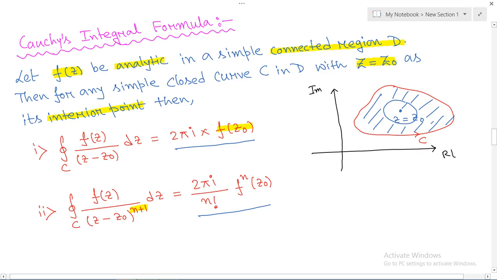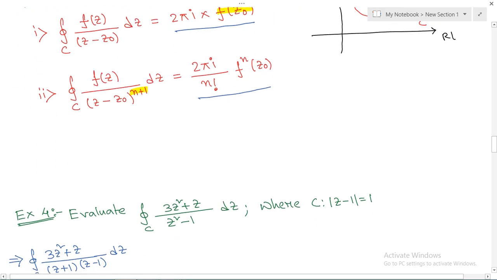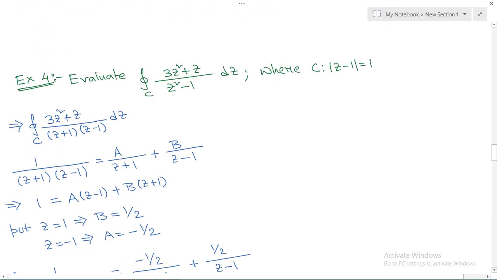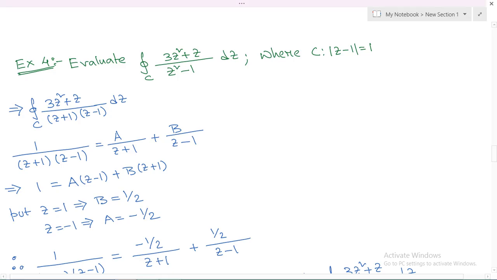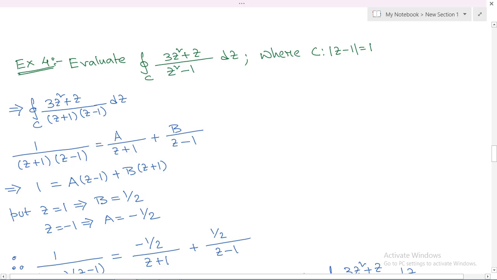Now let us try to understand some questions from here. So the first problem is to evaluate the value of the integration of (3z square plus z) divided by (z square minus 1), where we have the circle |z minus 1| equal to 1. So first of all, what I have told you is that whatever question is given to us, we have to draw the diagram of the region or the circle.